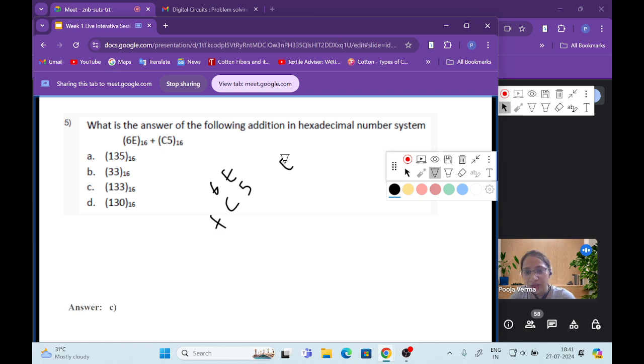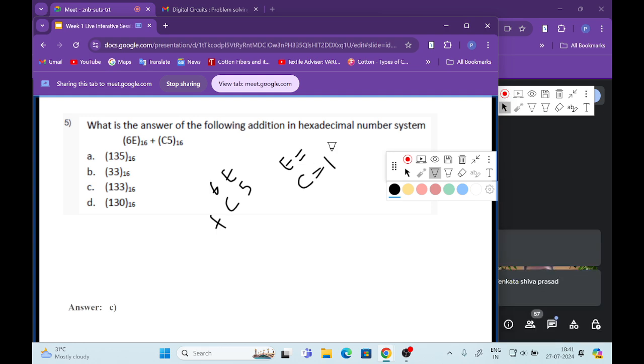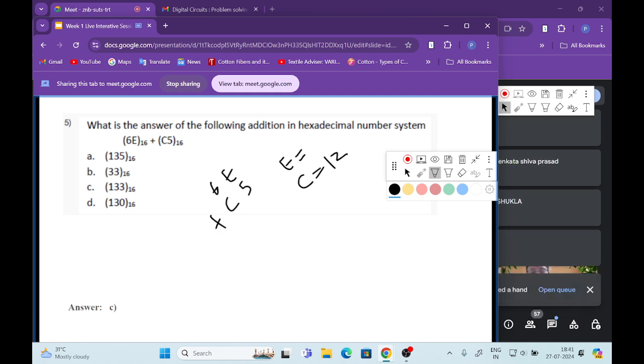So as we know, E is represented by which number? Can anyone tell me in the chat box? E is represented by which number in hexadecimal form? And what is the representation for C? For C it is 12 and for E it is 14.